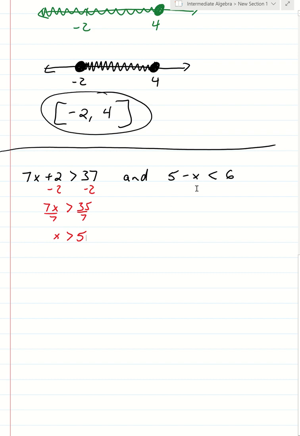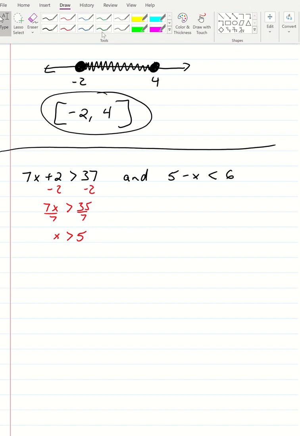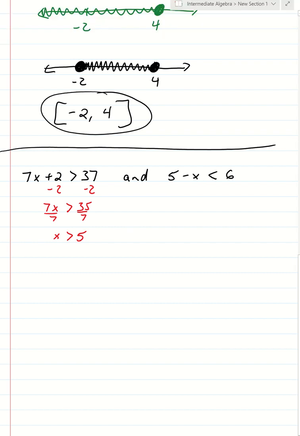Now we have to go to the second inequality, and for that I'll go back to the color green. To solve this inequality, I'm going to start by subtracting 5 from both sides. That would give me -1x is less than 1. Of course, I'd have to divide both sides by the -1. We will have an x on the left, a -1 on the right, but be careful. Remember, here I divided by a negative number, so I'm going to have to flip the inequality symbol. Now I have solved each part of this compound inequality separately.